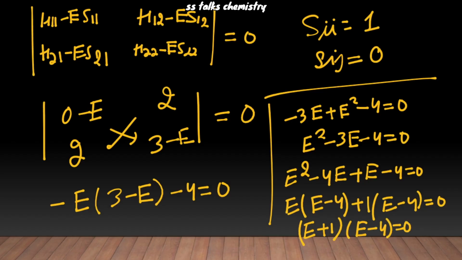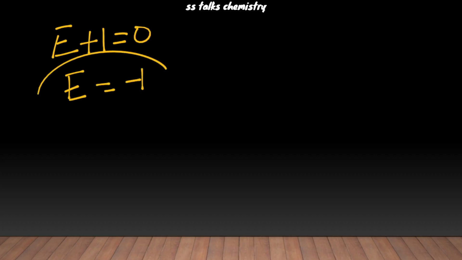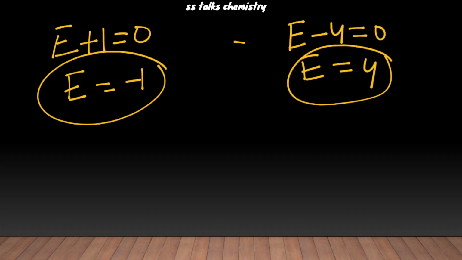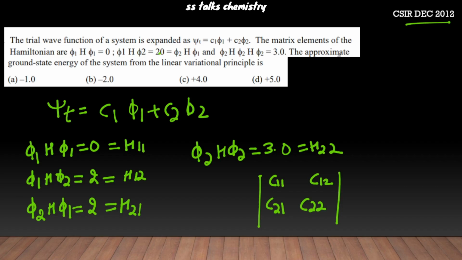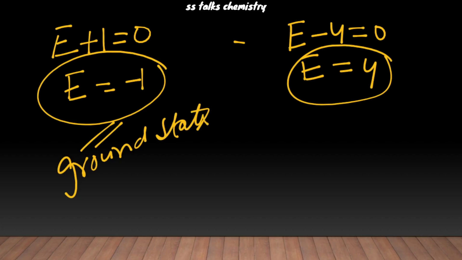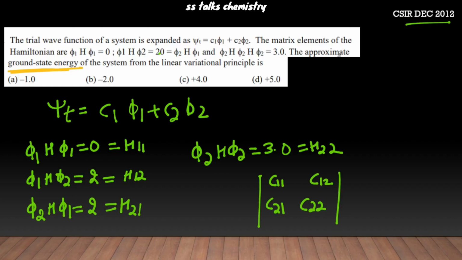So we can say that the roots that we are getting, E plus 1 is 0, that implies energy will be minus 1, and the other one was E minus 4 was 0, so energy was 4. Now we have to find the energy of the ground state. Ground state means the lowest possible value, so this will be the energy of the ground state. So it is minus 1. Option A becomes the right answer.